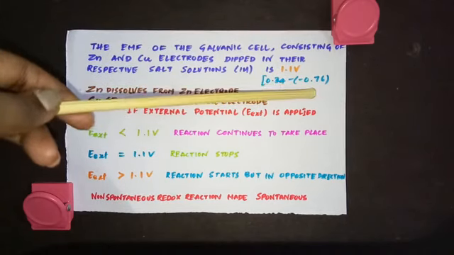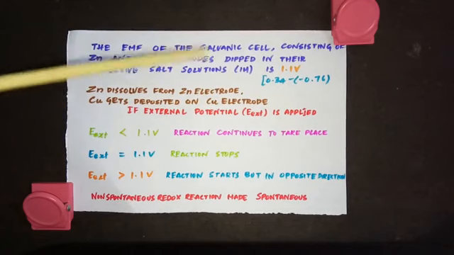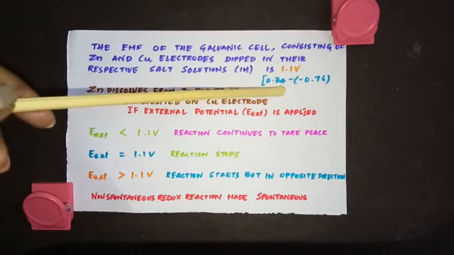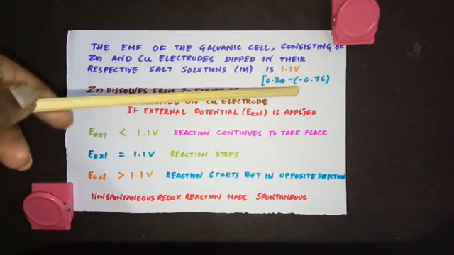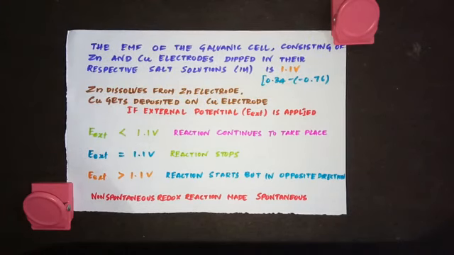And you can calculate that also from the standard reduction potential: E cathode minus E anode. Cathode is copper, anode is zinc. For copper, the value of E0 is 0.34 minus 0.76, so you're getting 1.1 volt. And you know when you're connecting zinc and copper electrodes in an electrochemical cell, which means a galvanic cell, what are the observations? Electrons will move from zinc to copper, zinc dissolves from the zinc electrode, and copper gets deposited on the copper electrode. This is what happens in a galvanic cell.